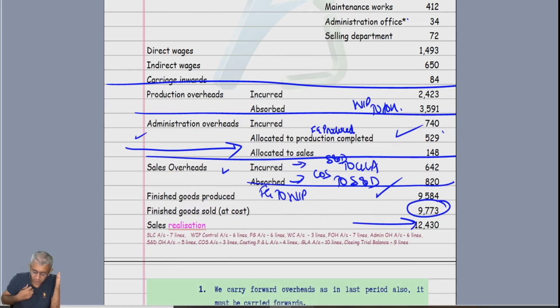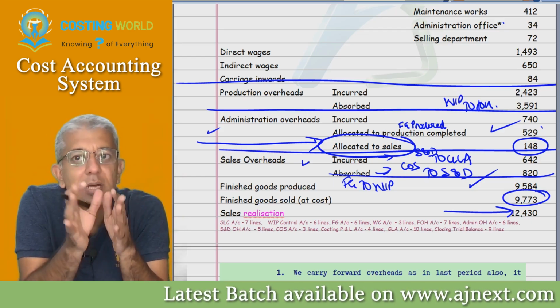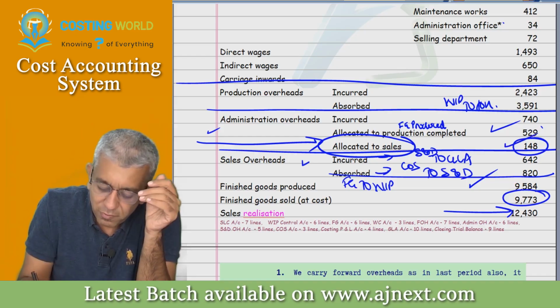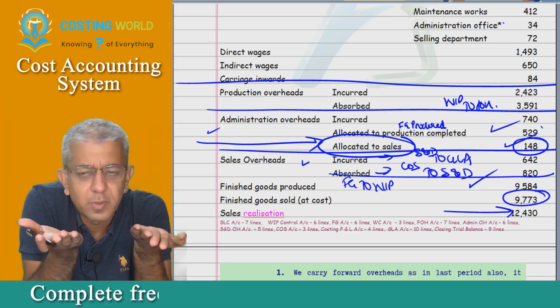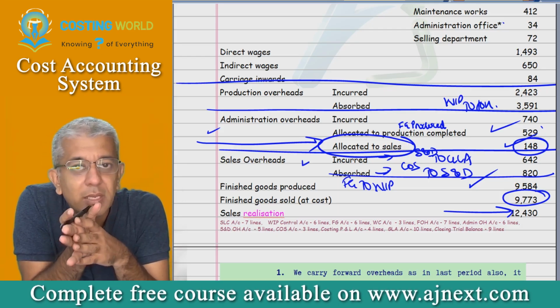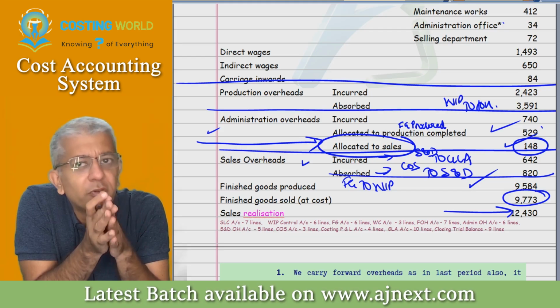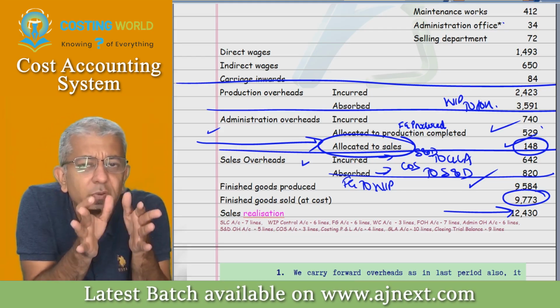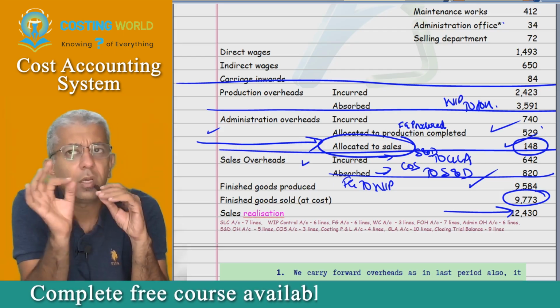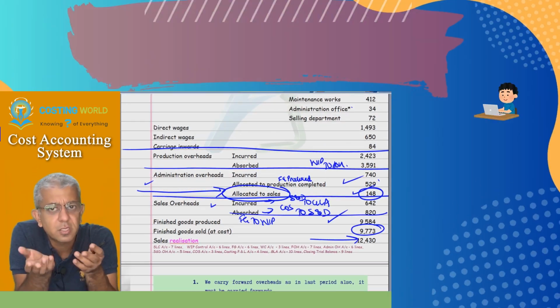Now listen, one last entry that's left. Administration allocated to sales. Now what happened? Listen very carefully. You incurred some administration of 148. You thought it is your administration. But later on we realized that this admin is incurred for promoting sales. Can you say if any overheads are incurred for promoting sales, they should be treated as S&D overheads, no? Yes. Allocated to sales in this case means it is incurred for promoting sales. So it should be S&D.